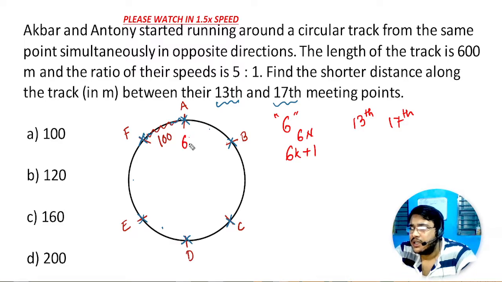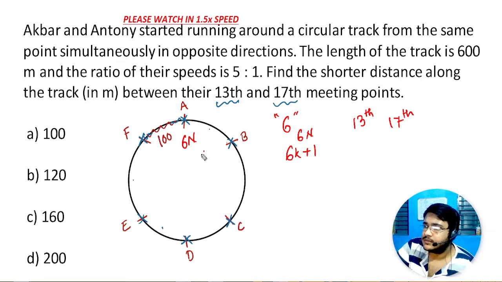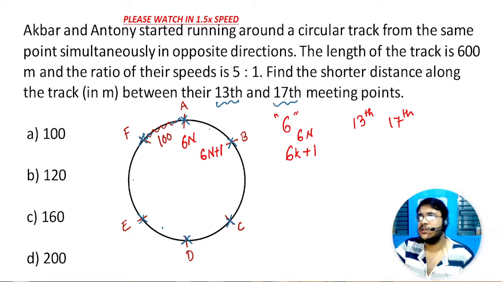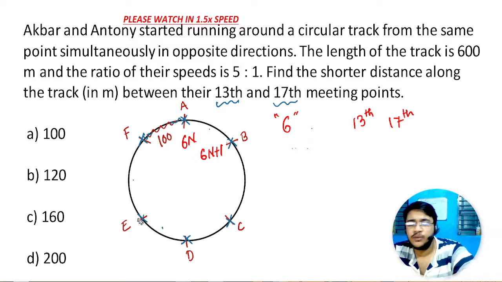Suppose the first meeting point is A, with this denotation 6n. What about B then? It will be 6n plus 1. I hope that makes sense. And what does this 6n plus 1 denote? Understand this very clearly. This is nothing but the 7th meeting point, then the 8th meeting point, 9, 10, 11, 12. The 6th meeting point will be here.